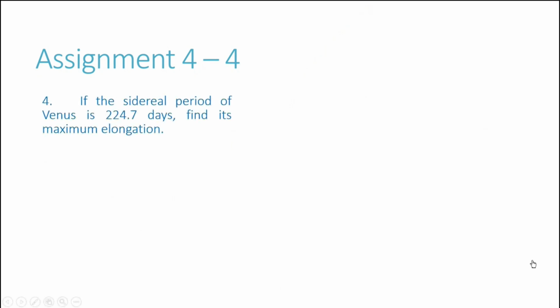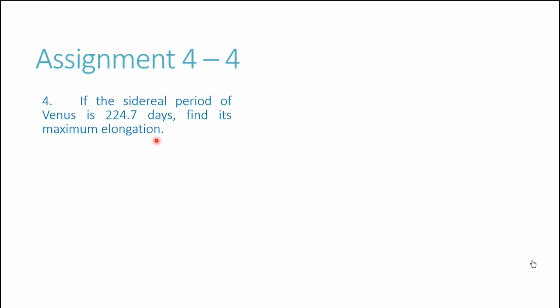Let's see one more question based on these concepts. The question says, if the sidereal period of Venus is 224.7 days, sidereal period means the orbital period. Venus takes 224.7 days to complete one orbit around the Sun. So if the sidereal period of Venus is 224.7 days, find its maximum elongation.